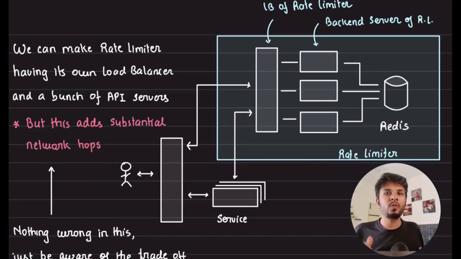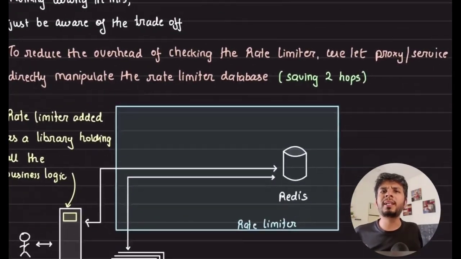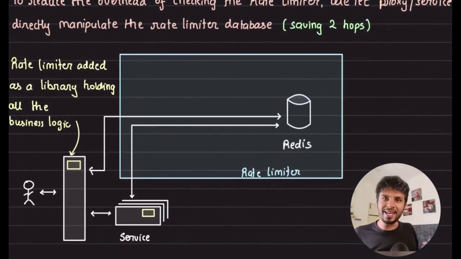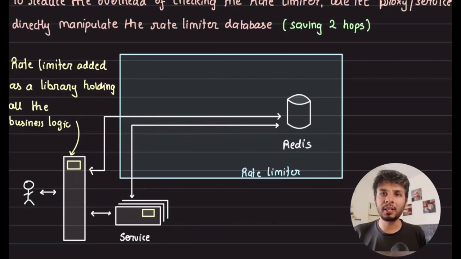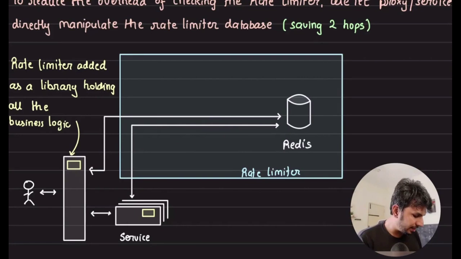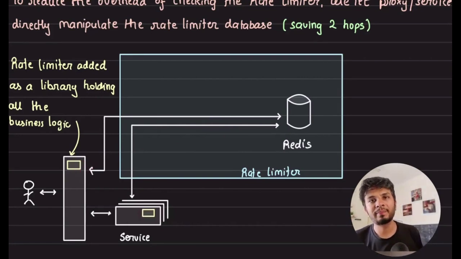Okay, so what's the way out? You remove things you don't need. The idea is that, hey, let my front-end proxy or my service directly talk to Redis. I don't need any API server. I don't need anything to do it. Let the business logic reside on the proxy or my payment service.